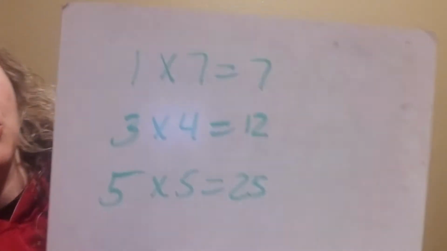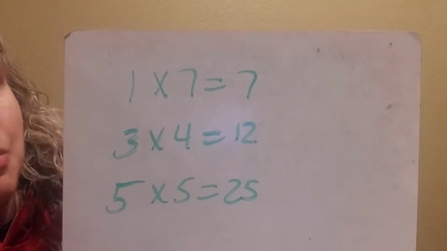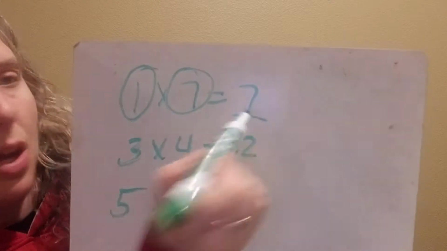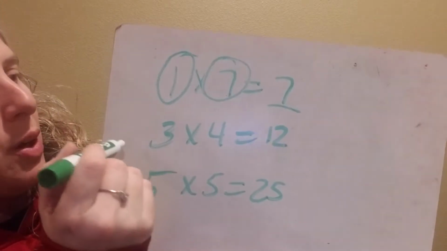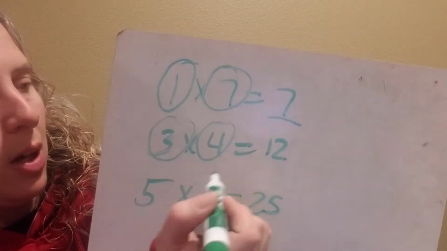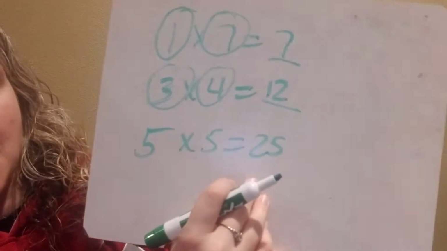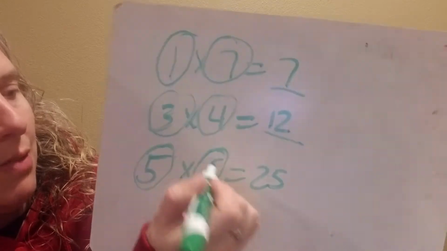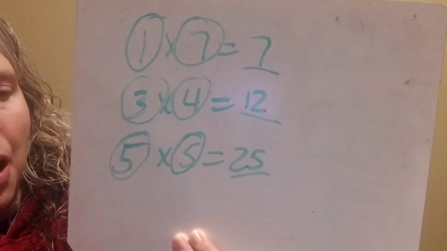Okay, when you keep that in your head, then you'll remember that you have to use two factors in order to get to the product, to the answer to a multiplication question. So if you look at this, 1 times 7 equals 7, name the factors quickly. 1 and 7, and then this is called the product. What are the factors in 3 times 4 equals 12? 3 and 4, and then 12 is the product. What about 5 times 5 equals 25? The factors are 5 and 5, and 25 is the product.